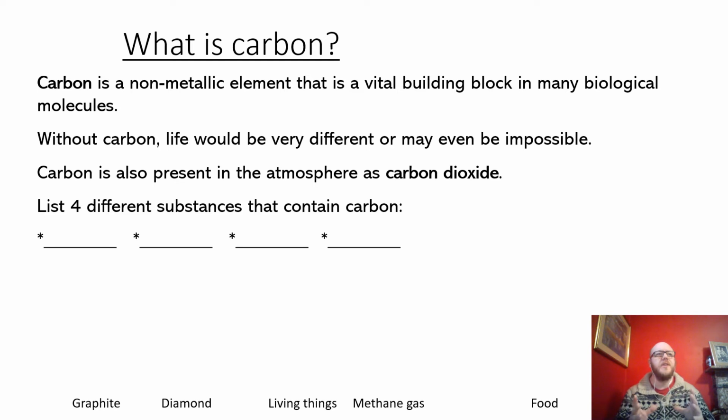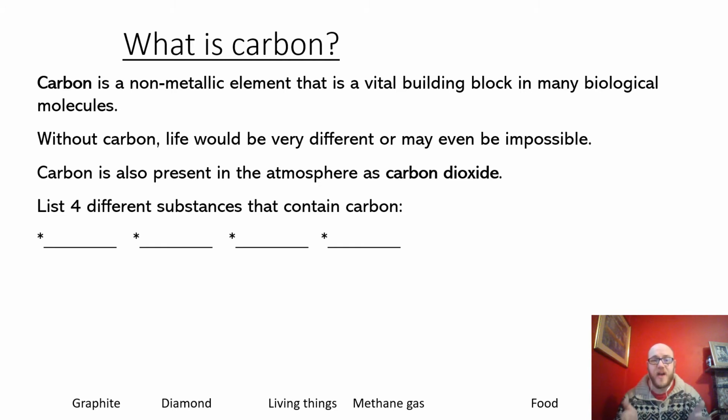You can find carbon in the atmosphere, and it's present in the atmosphere as carbon dioxide. Now, this is important. This means that as you breathe in, not only are you breathing in oxygen and nitrogen, but you're also breathing in carbon dioxide. This carbon dioxide in the atmosphere becomes very, very important to us, and we'll see why in a little bit.